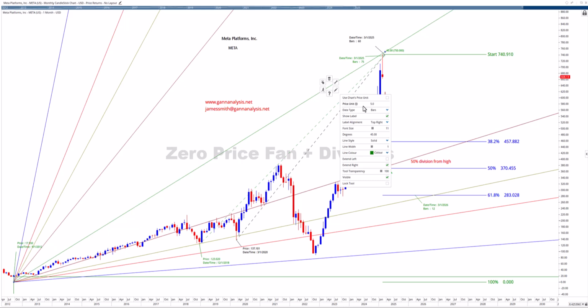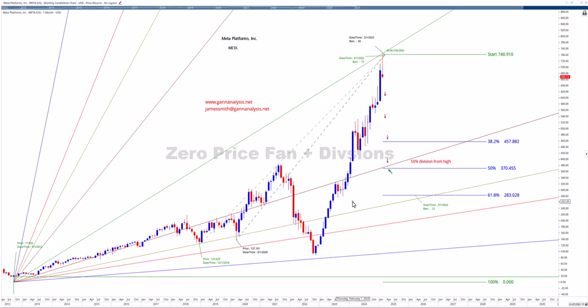So if we're using 5 points as your price unit for the 1 by 1 line, the green line, that means it's moving up at a rate of 5 points per month. Then half of that would be 2.5 points per month. And twice that for the 2 by 1 obviously would be 10 points per month. So the slope is different.